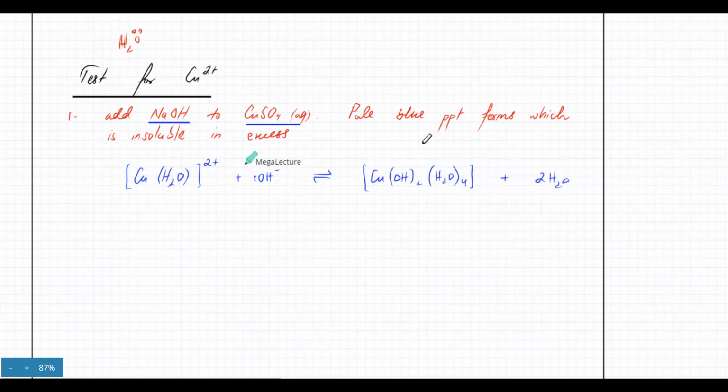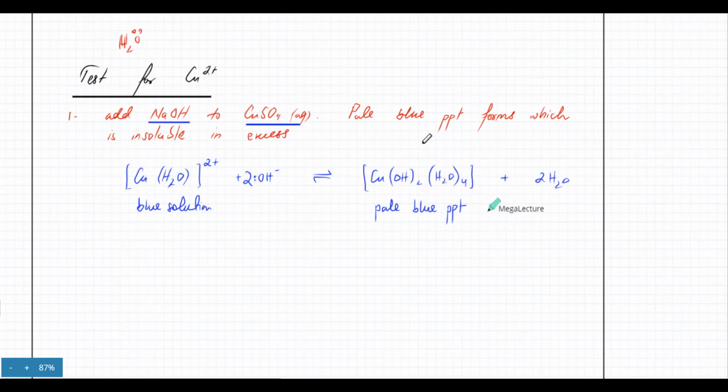Remember, it's a reversible reaction. So I'm going to balance this. This is my blue solution. And this over here is the pale blue precipitate that ends up forming as a result of this ligand exchange.